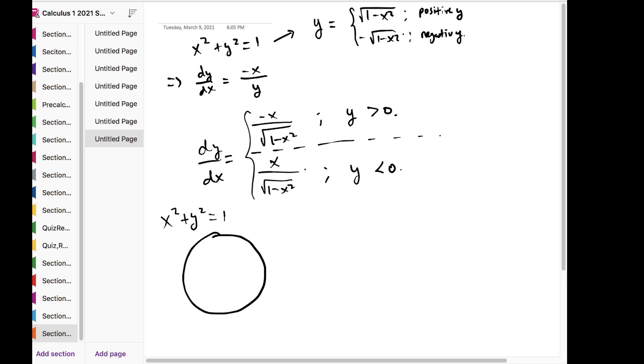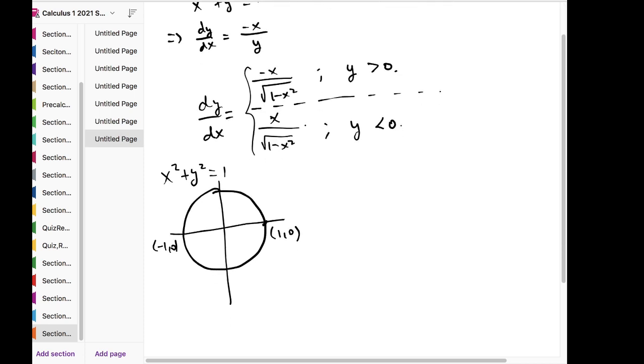That's not... 1, 0, and 0, 1, and negative 1, 0. What's another point on the unit circle that you know? Okay, yeah, so it would be cosine pi over 4 and sine pi over 4. Cosine pi over 4 and sine pi over 4 are points on the unit circle. So these points are radical 2 over 2 and radical 2 over 2.